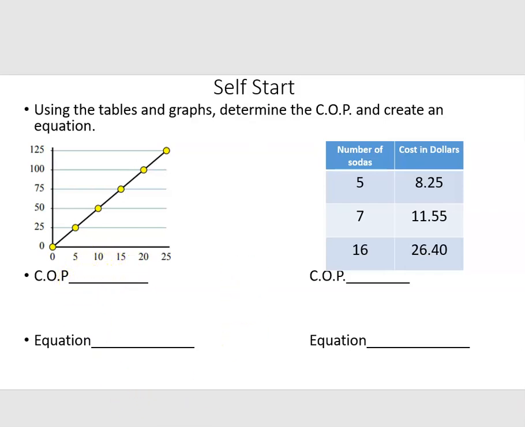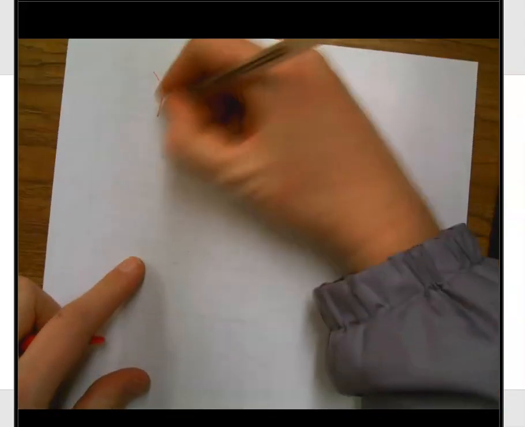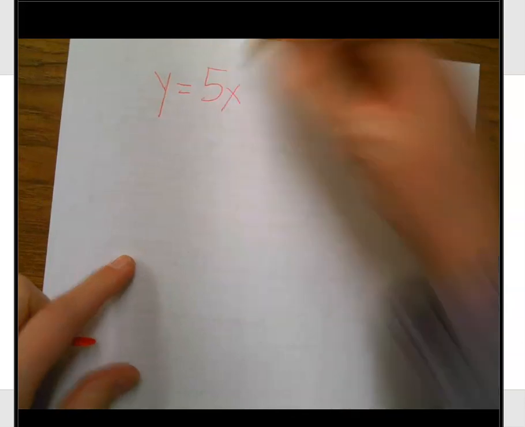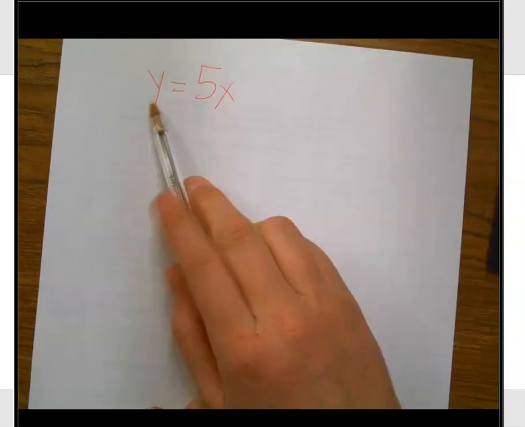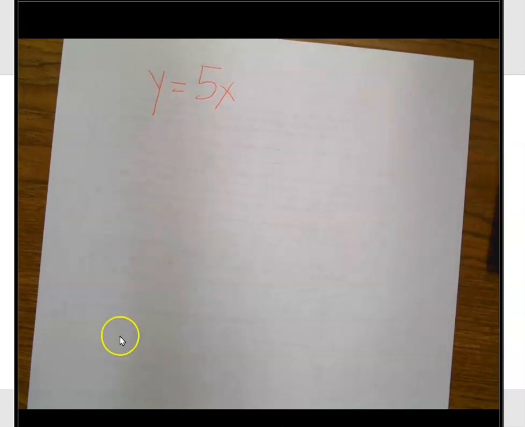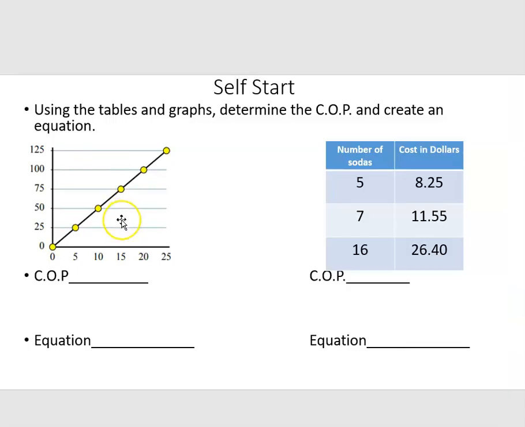My equation would be y equals 5x. The equation is always y equals rate times x, where x and y can be defined based upon the story. For this one, we're going to double check and make sure it is proportional as we do it.